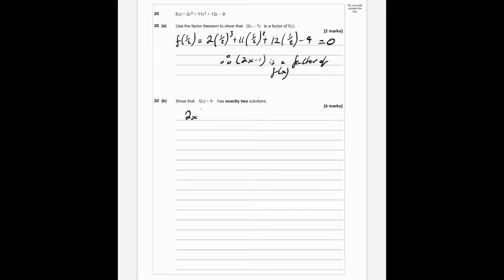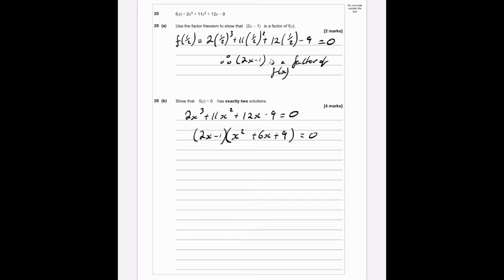However, for B, to prove that it has exactly two solutions, we are now going to factorise. So we've got the original function equal to 0. I'm going to factorise out 2x minus 1. You can do this using long division if you like. I like to do these in my head, but it's entirely up to you.